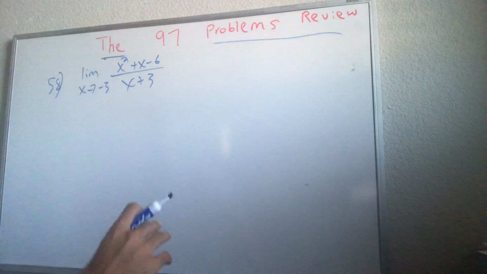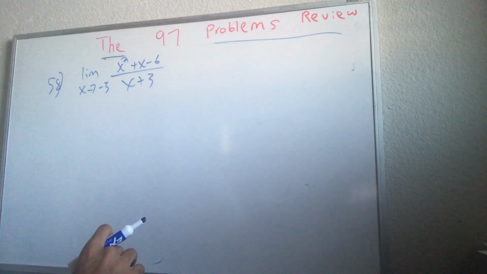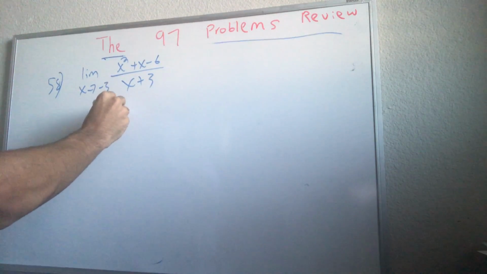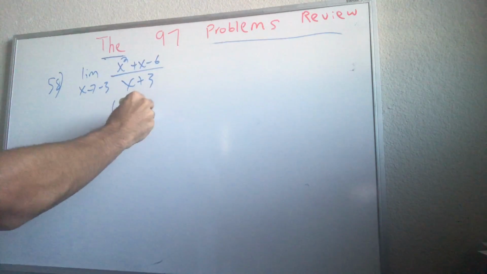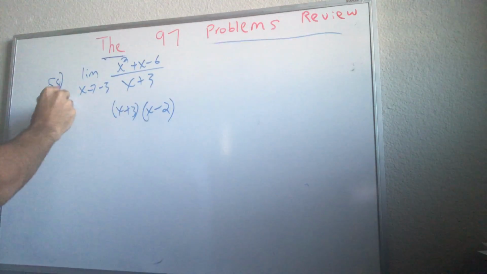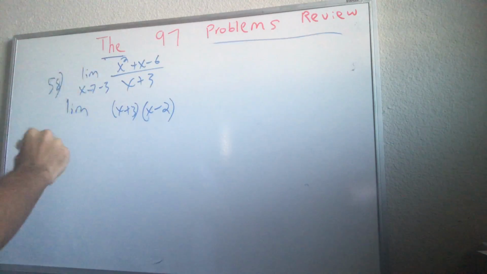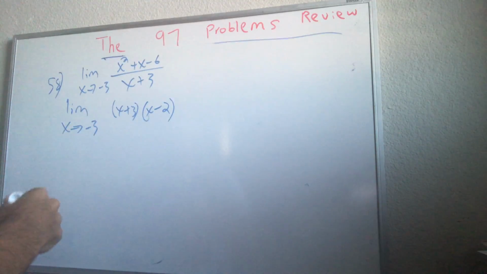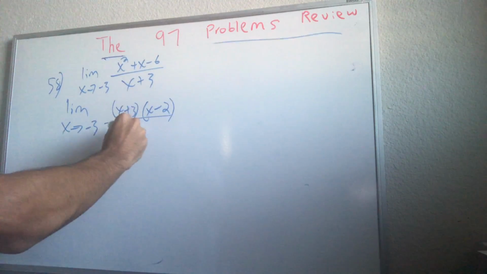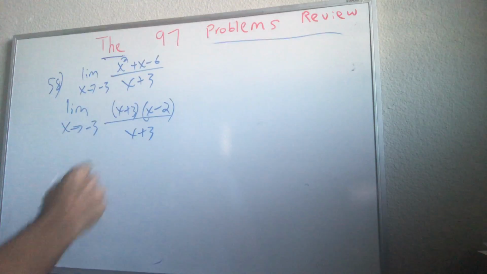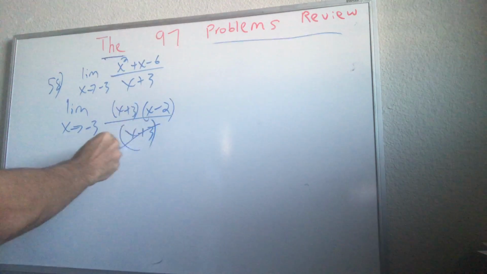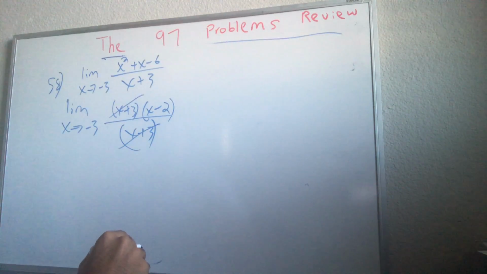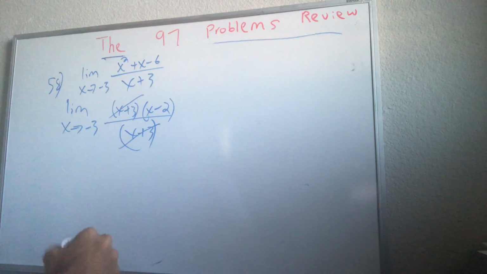So we can factor x squared plus x minus 6 into x plus 3 times x minus 2. We always want to write the limit, with x arrow -3, so the limit of this function as x approaches -3. And here you know that the x plus 3 cancel out, so there is a removable discontinuity here. Again, that idea of a hole.